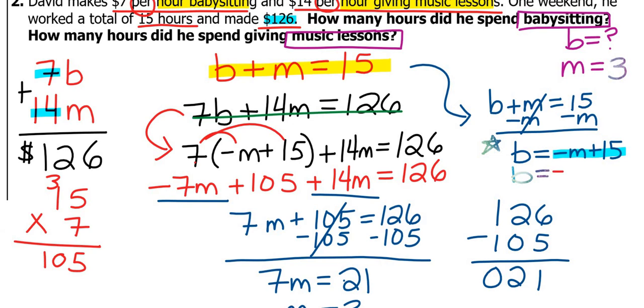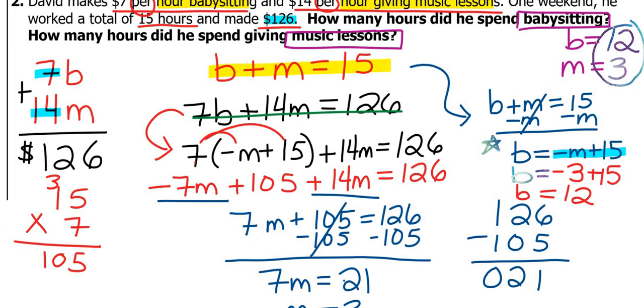So negative 3 plus 15. So b is going to be equal to negative 3 plus 15, which is 12. So in this problem, we have 12 hours spent babysitting and 3 hours spent giving music lessons. So b is 12, m is equal to 3, and together the number of hours is 15 hours that he spent working in total.